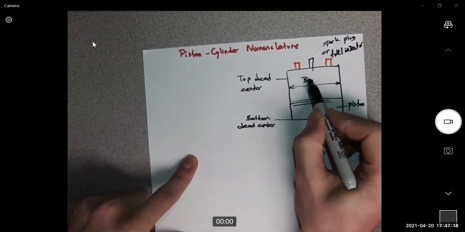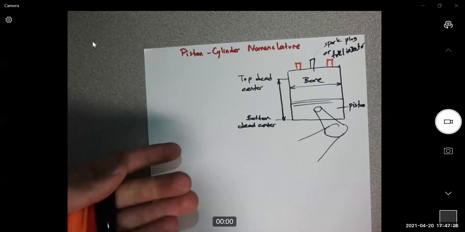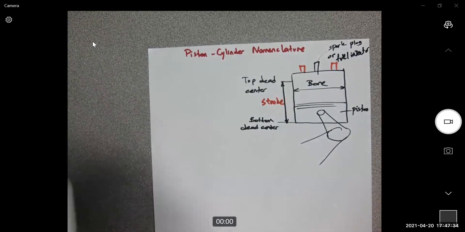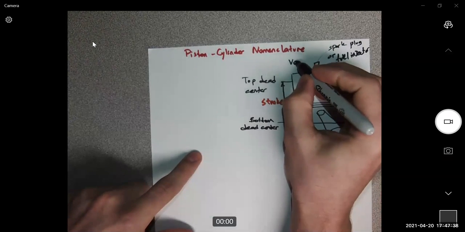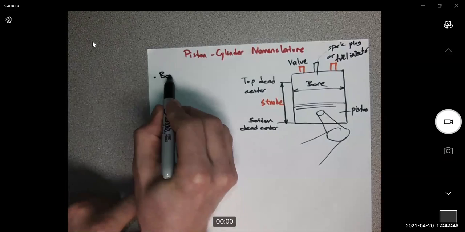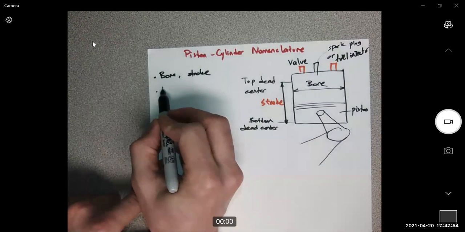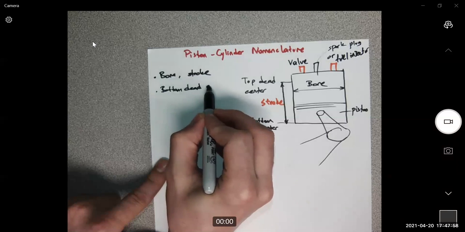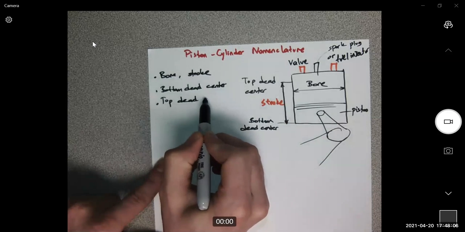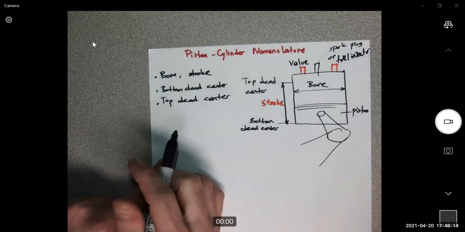The diameter of the cylinder is called the bore, and the distance the piston travels inside the cylinder is called the stroke. And these are valves. So bore and stroke are the dimensions of the cylinder, if you will. Bottom dead center is where the piston sits at the bottom. And top dead center is where the piston reaches the maximum, the top, inside the cylinder.